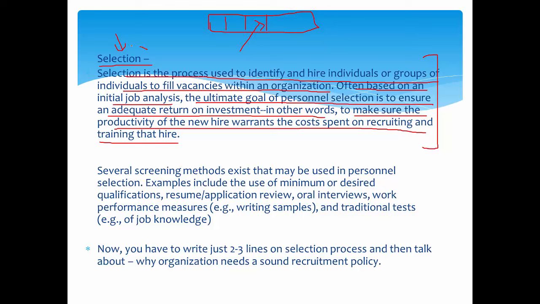So the selection process should be such that the persons who join the job are competent and remain with the organization for a long term. There are several methods for selection, including minimum or desired qualifications, resume and application review, oral interview, work performance measures, say for example writing samples or a typing test, depending on the job requirement. Then traditional tests, for example job knowledge, etc. So selection and recruitment go together.